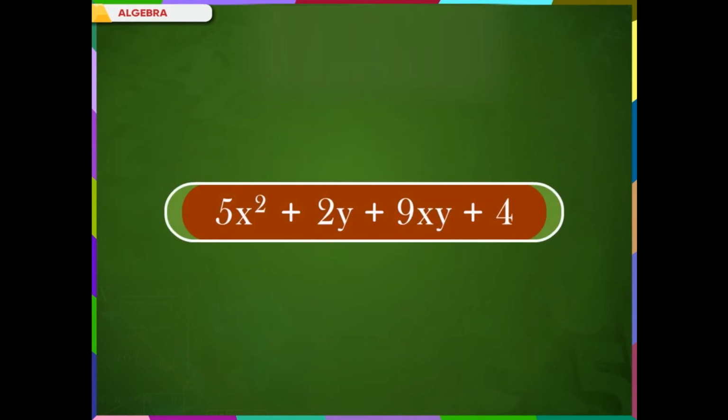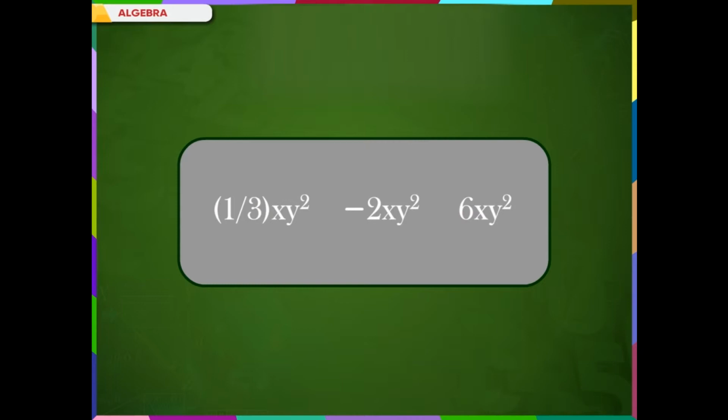Each expression is made up of terms. A term can be a signed number, a variable, or a constant multiplied by a variable or variables. Each term in an algebraic expression is separated by a sign. In the expression shown on the screen, the terms are 5x square, 2y, 9xy, and 4. So, we can say that this algebraic expression has 4 terms.